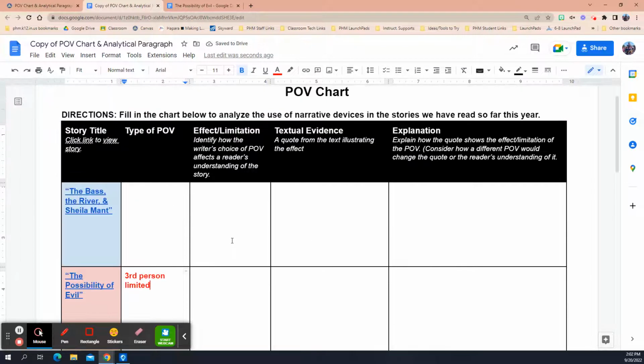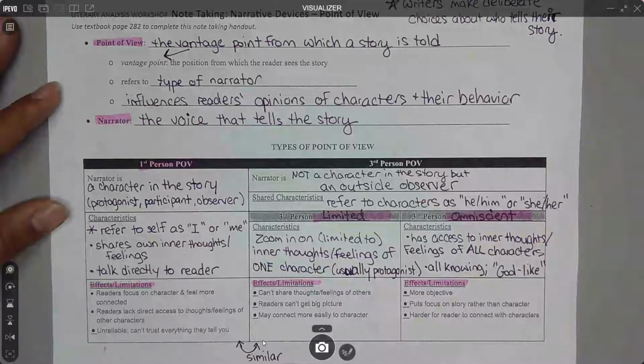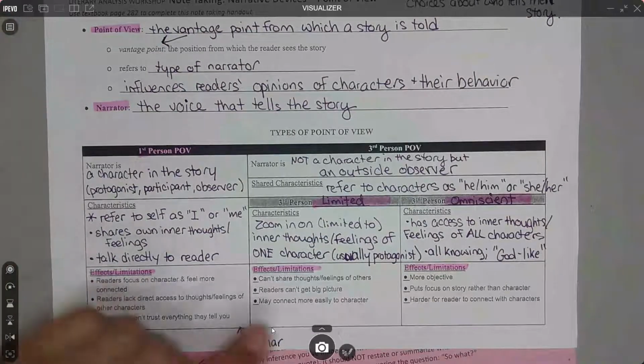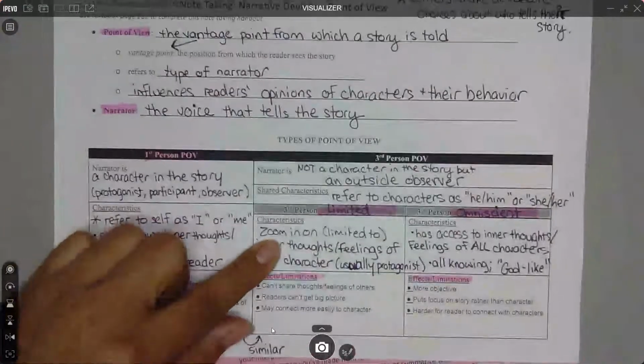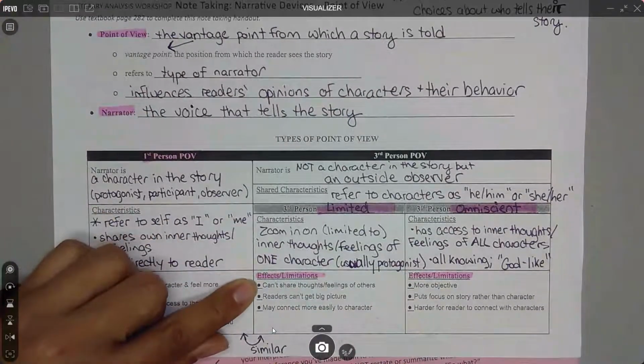Once you've identified the point of view, filling in the next column, the effect and limitation column, should be super easy, because what that's going to do is it's going to take you back to your notes, and you're going to look at the type of point of view that we have. We have third person limited, and you're going to find the effects and limitations box for that type of point of view.